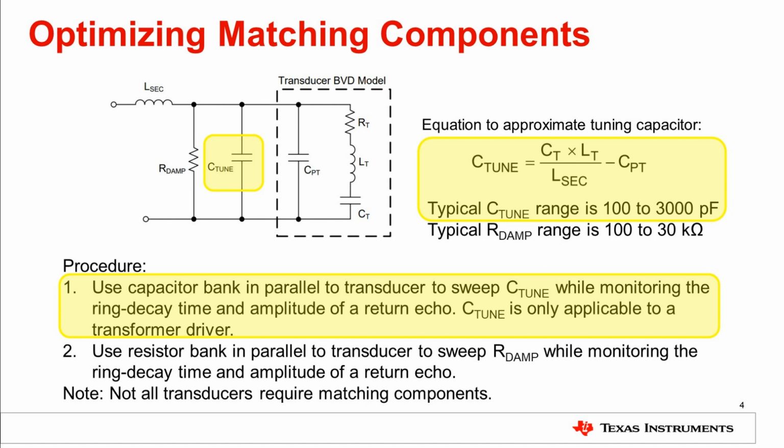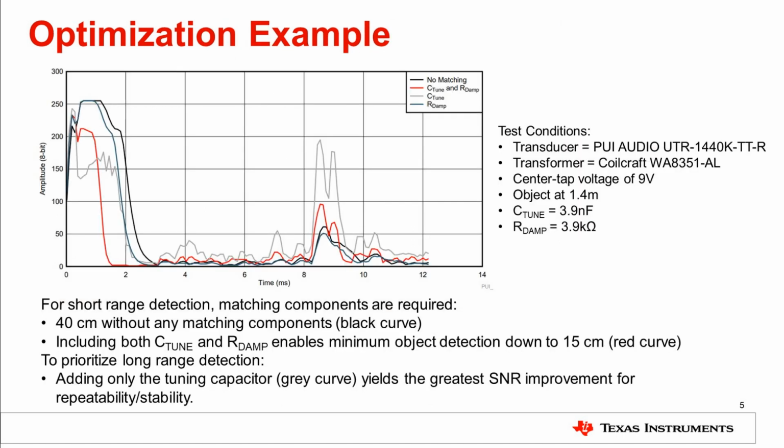Typical values for tuning capacitance range from 100 picofarads to 3 nanofarads. TI recommends using a capacitor bank to manually sweep and fine-tune the tuning capacitor for your specific transducer and transformer combination. If the tuning capacitor is too large in value, the resonance mismatch can actually be made worse. Some transformers are manufactured to be tuned to specific transducers and do not require a tuning capacitor. Higher frequency transducer and transformer pairs are less likely to require a tuning capacitor. The tuning capacitor is not required nor recommended for a direct driver solution because there is no parasitic inductance from a transformer present.